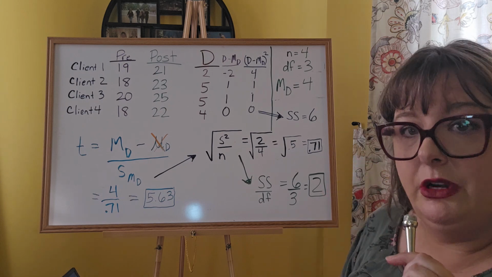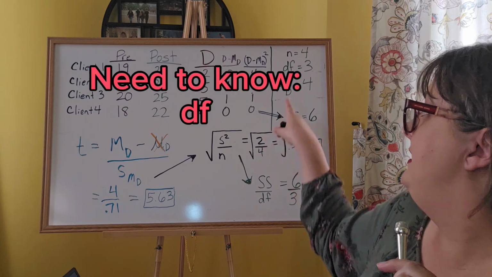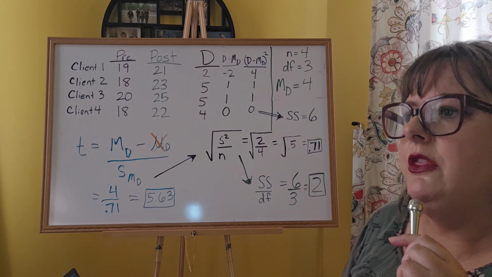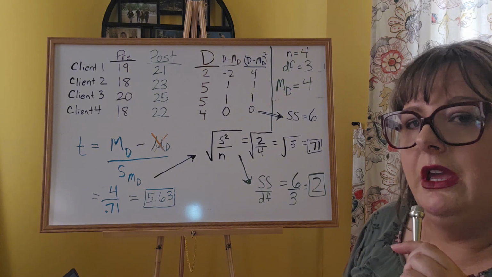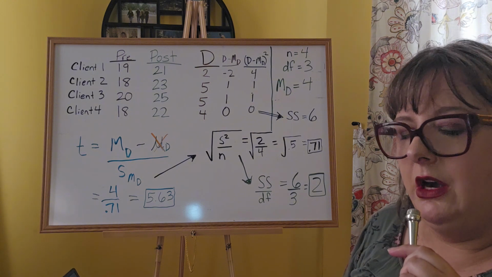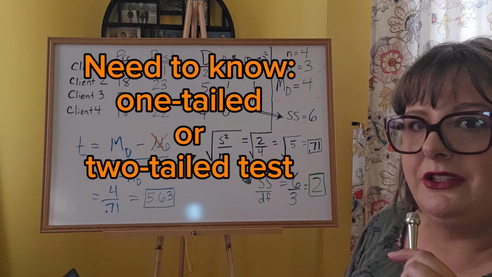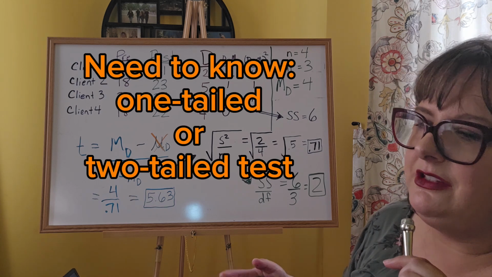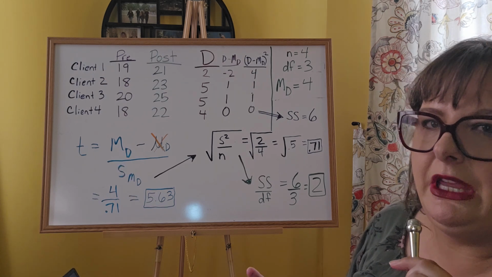All right, so the first things we need to do when we're looking up our critical value: first of all, we need to know our degrees of freedom. We know that. Degrees of freedom equals 3. The other important thing we need to know is if we are performing a one-tailed test or a two-tailed test. And actually, this is the sort of thing you figure out before you begin.